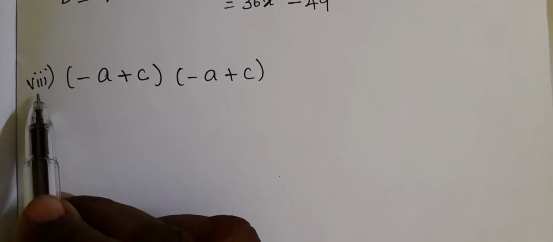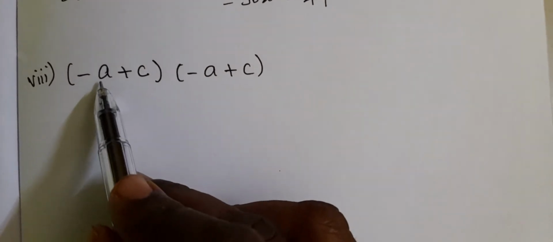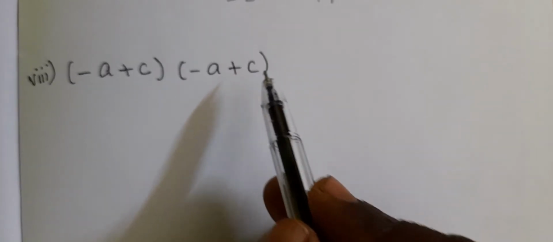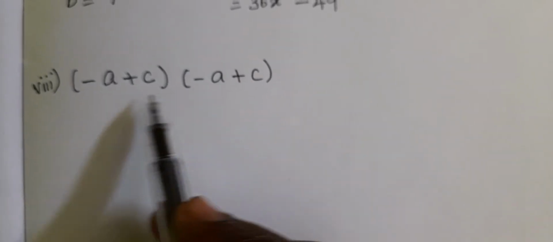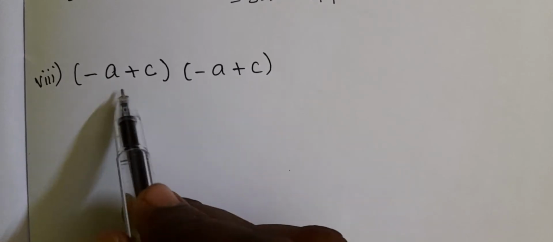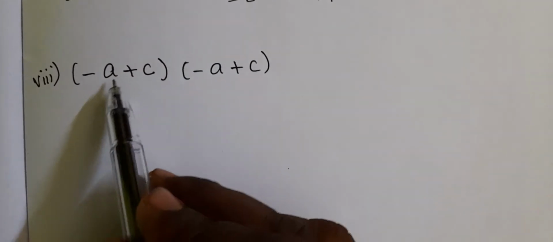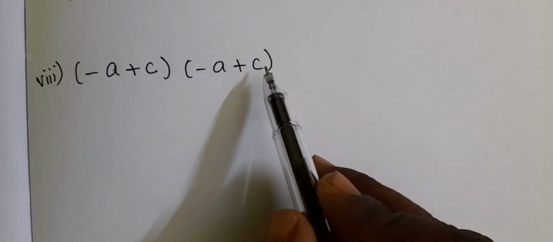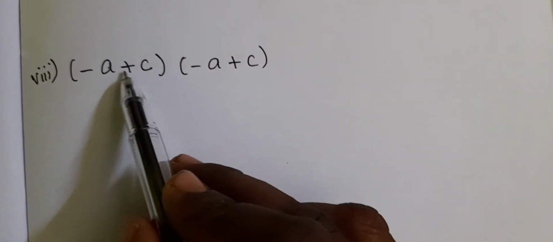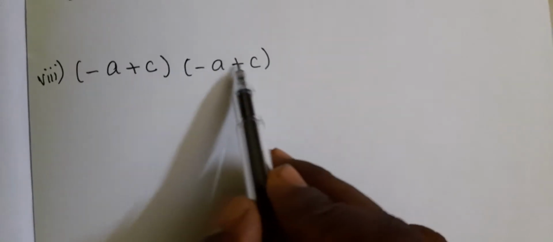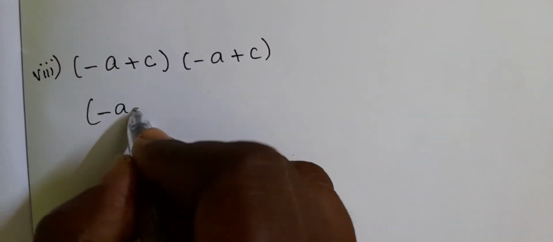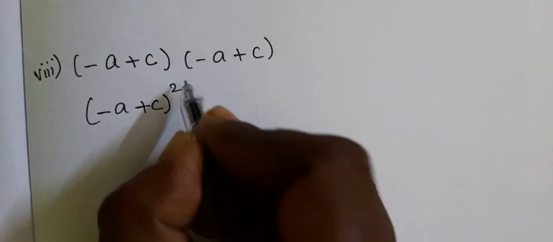Let us see question number 8. Minus a plus c multiplied by minus a plus c. It is very important to choose a suitable identity to simplify this. It is minus a, same variable, c and c same variable. In between there is a plus. Both brackets have plus. So we can write it as minus a plus c whole square.